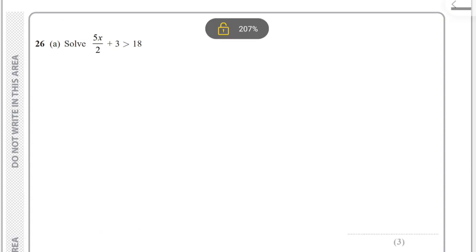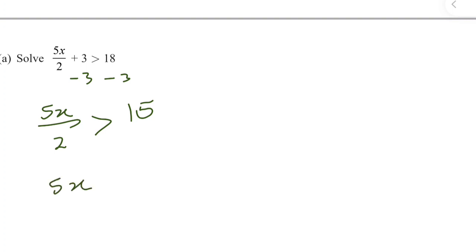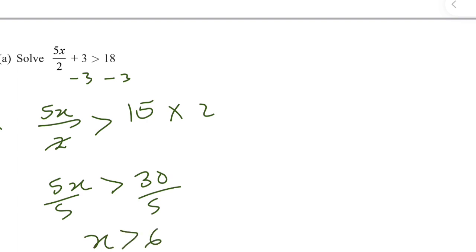Solve the inequalities. So we have to first subtract 3 from both sides. So that means 5x over 2 is greater than 15. Multiply both sides by 2, that makes 5x greater than 30. So divide both sides by 5, so that means x is greater than 6.